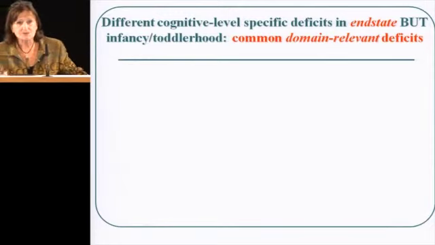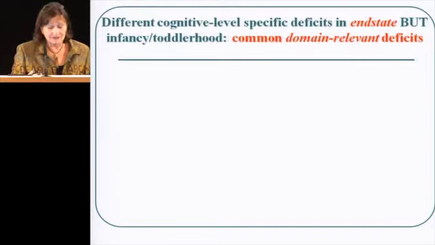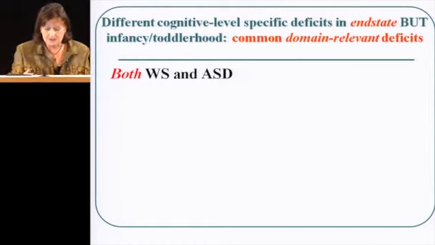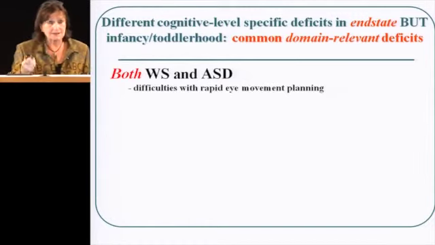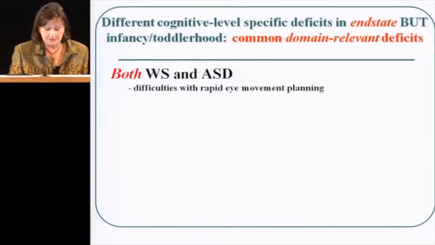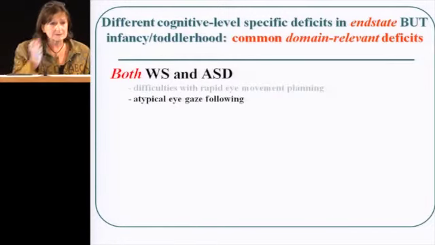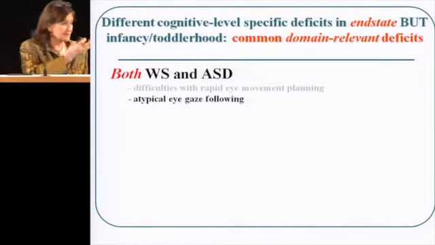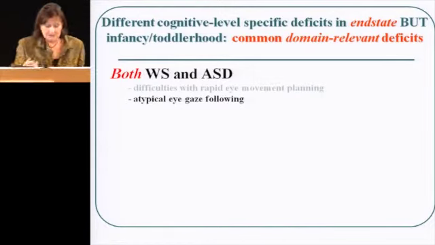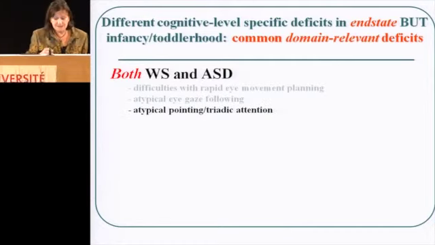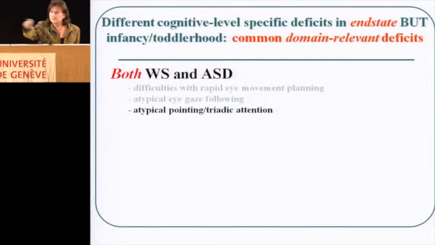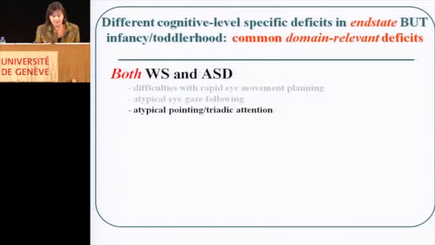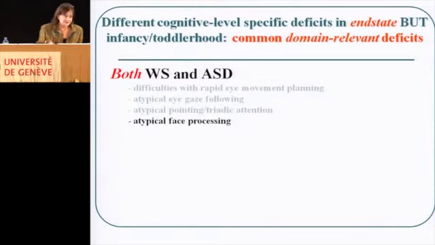But we started to explore them in infancy and toddlerhood. And there you can find many overlaps, and I think this is a very interesting route to take. So both Williams and autism have difficulties with rapid eye movement planning. They have atypical gaze following. They don't follow a person's gaze to an interesting object. They have atypical pointing and triadic interaction, so they don't follow pointing in the way that typically developing children do. They have atypical face processing. It's featural in both cases.